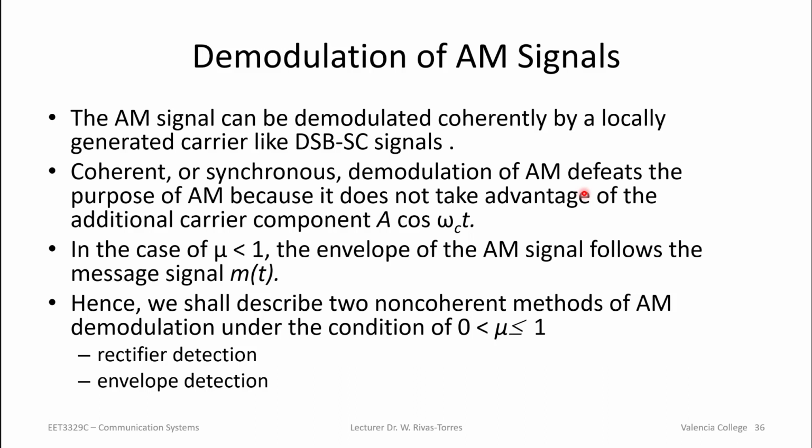So in the case where we have mu less than 1, the envelope of the AM signal follows the message signal m(t). By the way, you can have mu greater than 1, it's just that you're going to distort your signal. So typically if you solve a problem and you end up with mu greater than 1, you know you have a problem. We're going to describe two non-coherent methods for AM demodulation: rectifier detection and envelope detection.